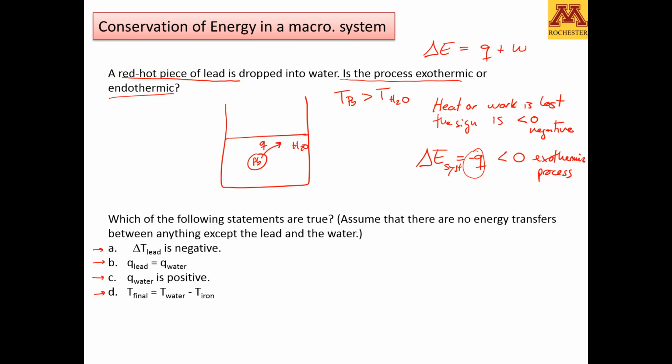Let's say it says that the increment of temperature of lead is negative. Well, we know that the increment of temperature of lead is final minus initial. So which is higher, the final temperature or the initial temperature? At the beginning it was red hot. Finally it will reach a thermal equilibrium with water. So the final is lower, and the initial was higher. Therefore, you are subtracting a larger number. This will be negative. So this is correct.